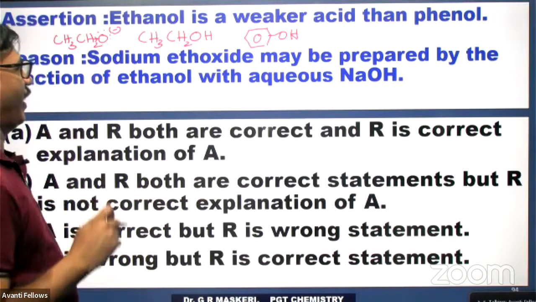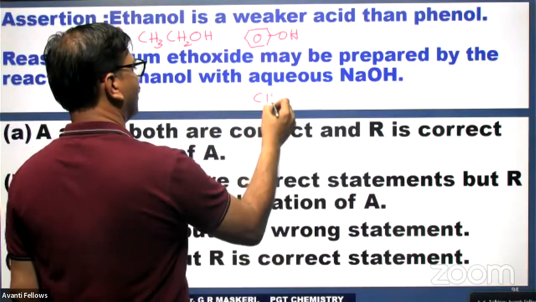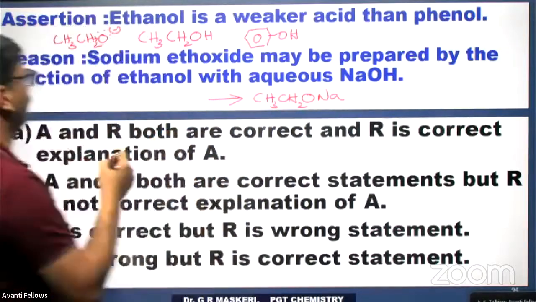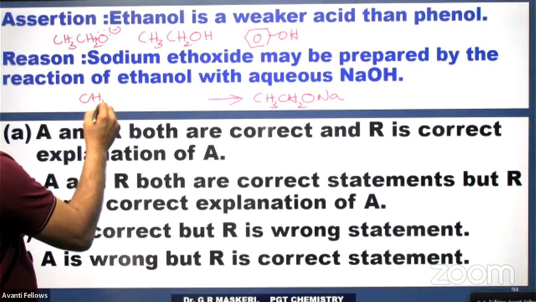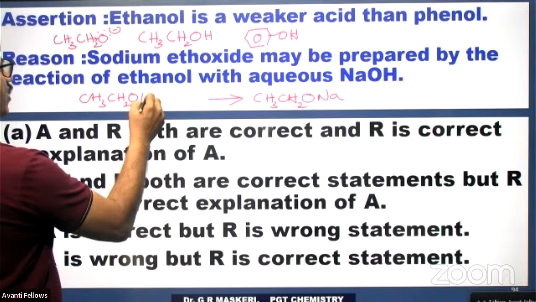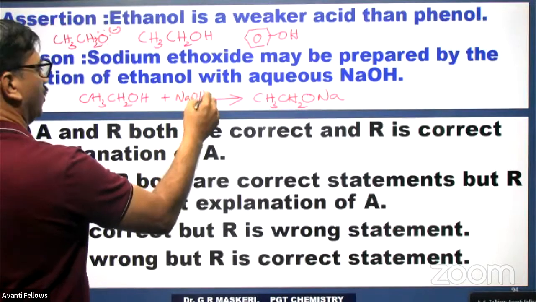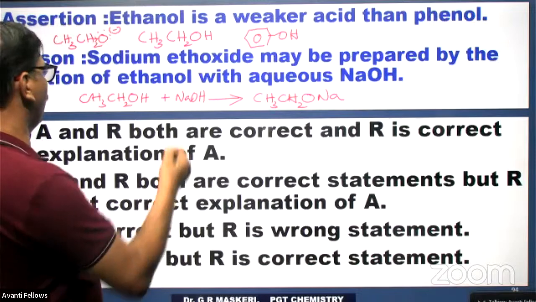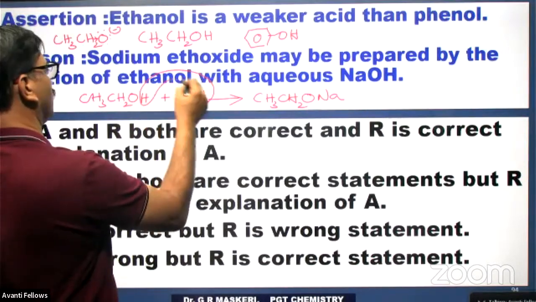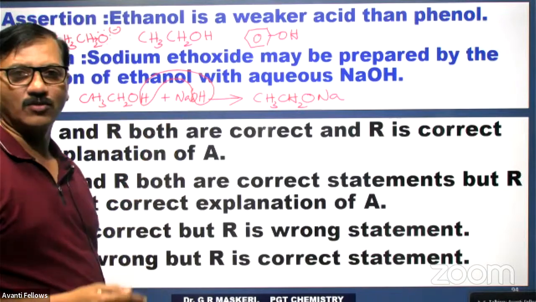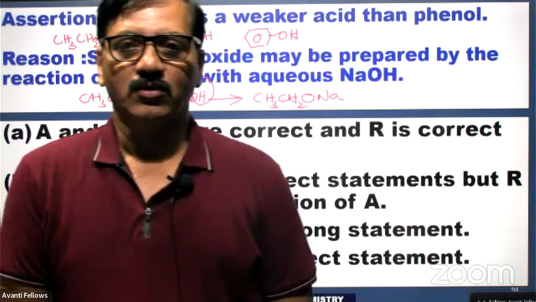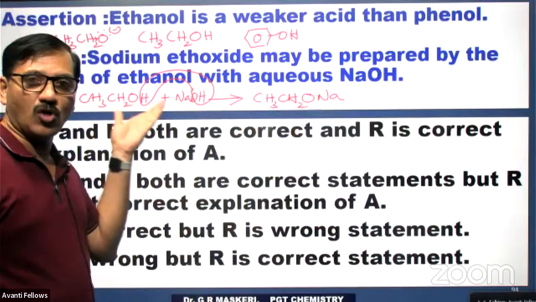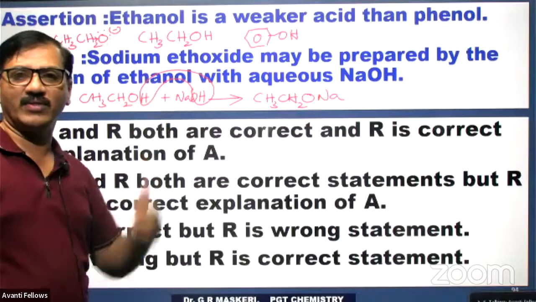Sodium ethoxide may be prepared. Sodium ethoxide is CH3CH2ONa. Can it be prepared by the reaction of ethanol, CH3CH2OH, with NaOH? It looks like the reaction may occur, because we used to write all these things, OH and H2O go away, and the product is CH3CH2ONa. But it is not so. Ethanol doesn't react with sodium hydroxide because it is not that strong an acid. If it is phenol, it reacts with NaOH.